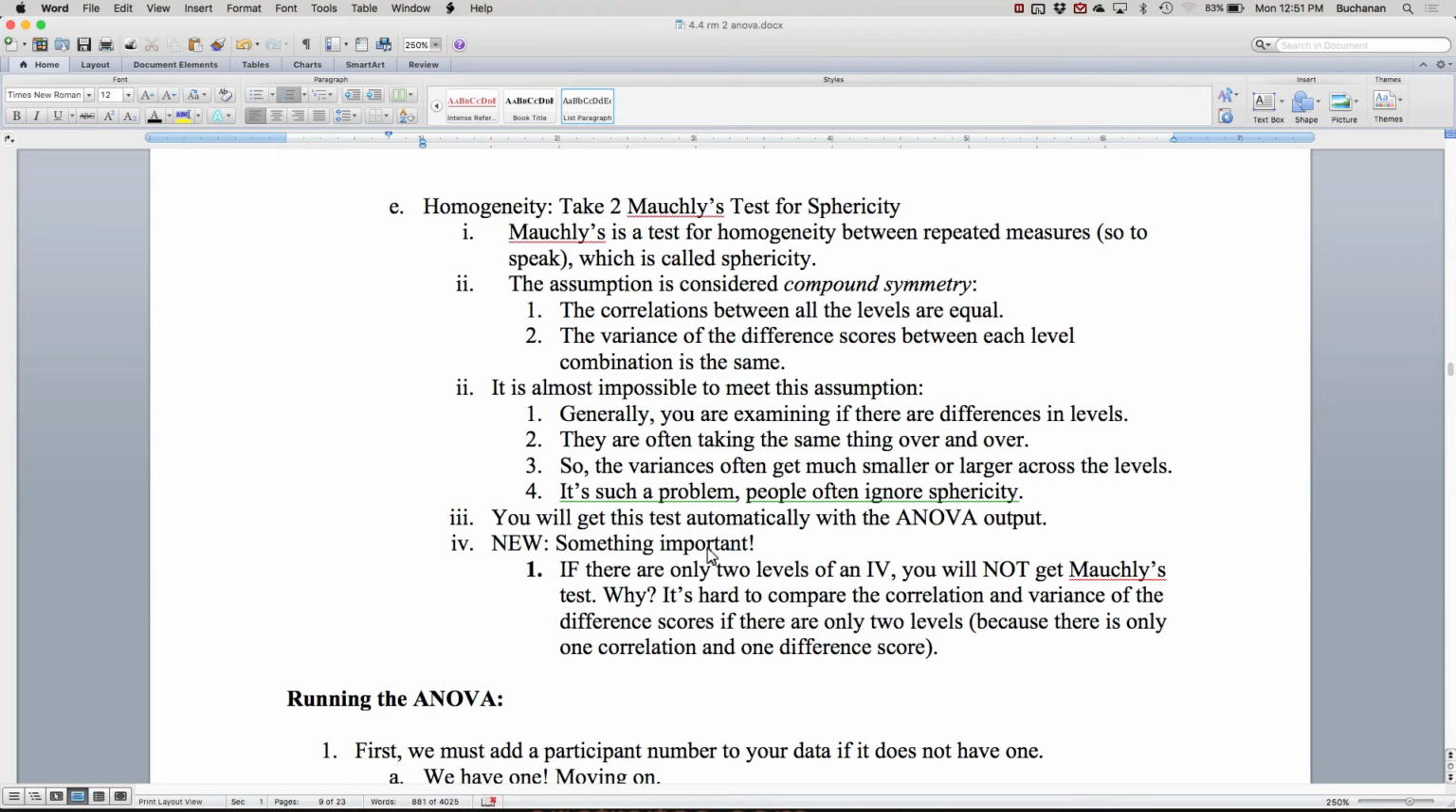If you only have 2 levels, you will not get Mauchly's. It won't even show up. You didn't do anything wrong. It just is not there. Why? Because there's only 2 levels.